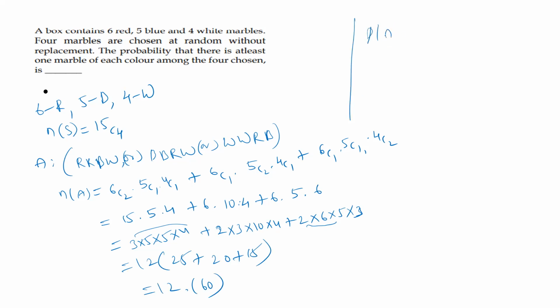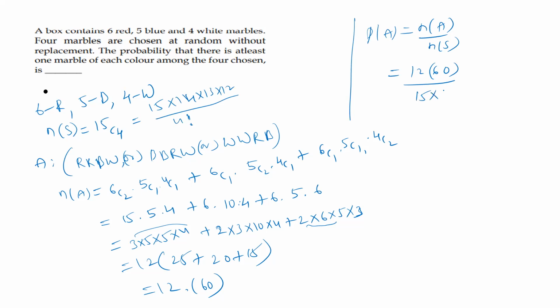Now probability P of A is n of A by n of S. N of A is what? 12 into 60, over 15C4. 15C4 I am simplifying here. 15C4 means 15 into 14 into 13 into 12 by 4 factorial. That is 4 into 3 into 2, 4 factorial. 15 into 14 into 13 into 12. This 4 factorial comes to the denominator.